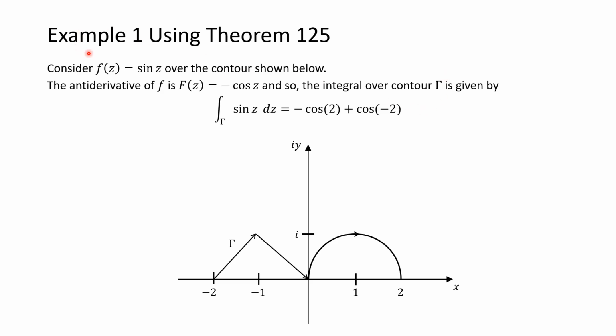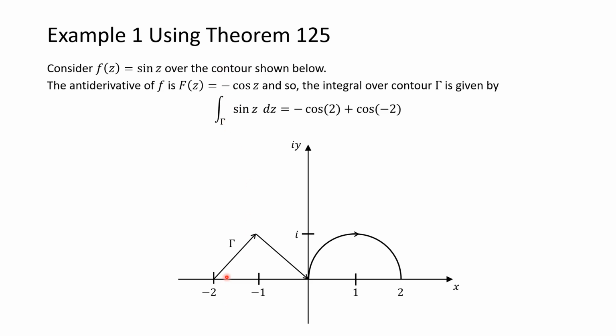Okay, we have an example here of our Theorem 125 from the first slide of this lesson. So we have the function f of z equals sine z, and the antiderivative is minus cosine z. Recall that when you take the derivative of cosine z, you get minus sine z, so we need a minus here. And it's fairly simple.